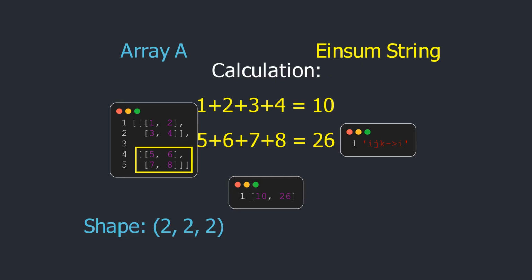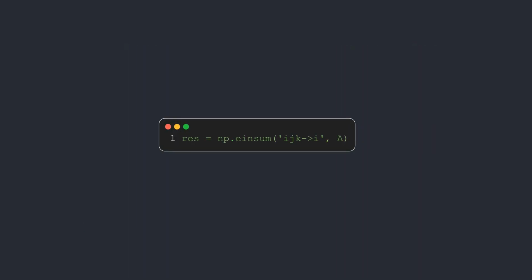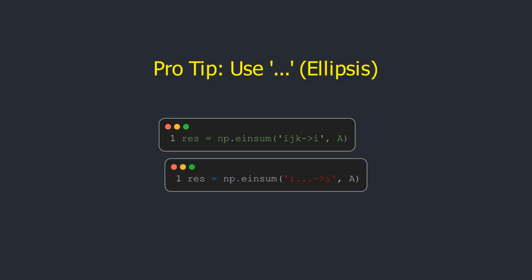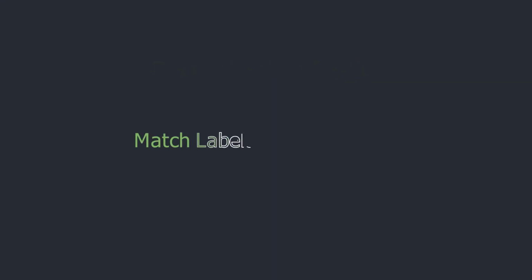We update the code: res equals np.einsum("ijk->i", A). It runs perfectly. The error is resolved. Pro tip, you can also use ellipsis (...) to auto-label the rest. But sticking to explicit labels like ijk is safer for debugging.